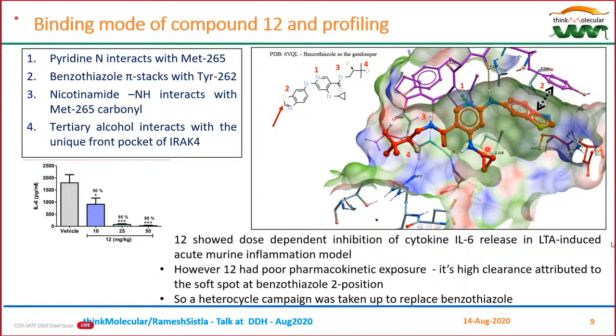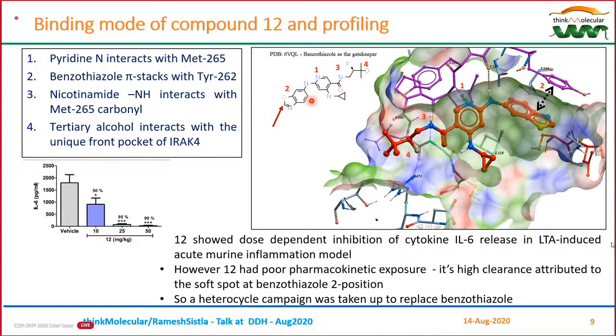And this is the cyclopropyl group here, which is highly tolerant. This is where we had the phenyl glycinol that I showed you in one of the earlier slides. So this guy actually interacted with the glycine-rich loop of IRAK4. Those are the interactions, and 12 was a very useful compound for us because we could show the proof of concept through that. It inhibited the IL-6 release by about 96% at a dose of 25 mg per kg. This data is from an LTA-induced acute murine inflammation model.